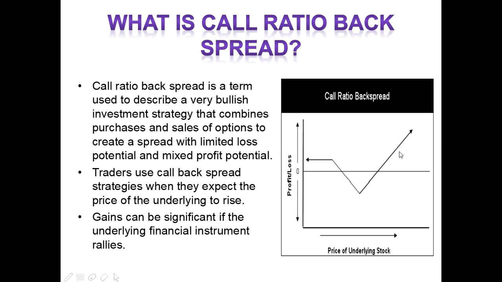As we can see in this small chart given here, this is the profit and loss potential, and this is the price of the underlying stock. So, the option is written when they expect the price of the underlying stock to rise.